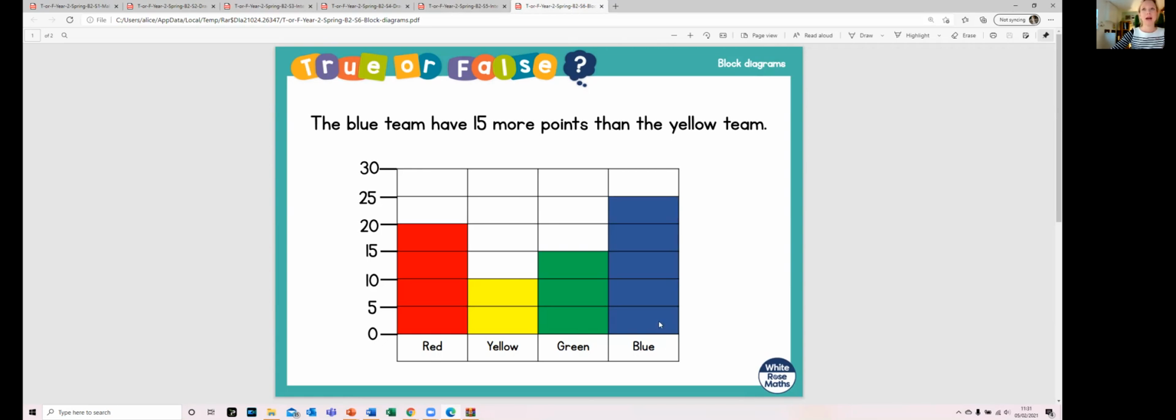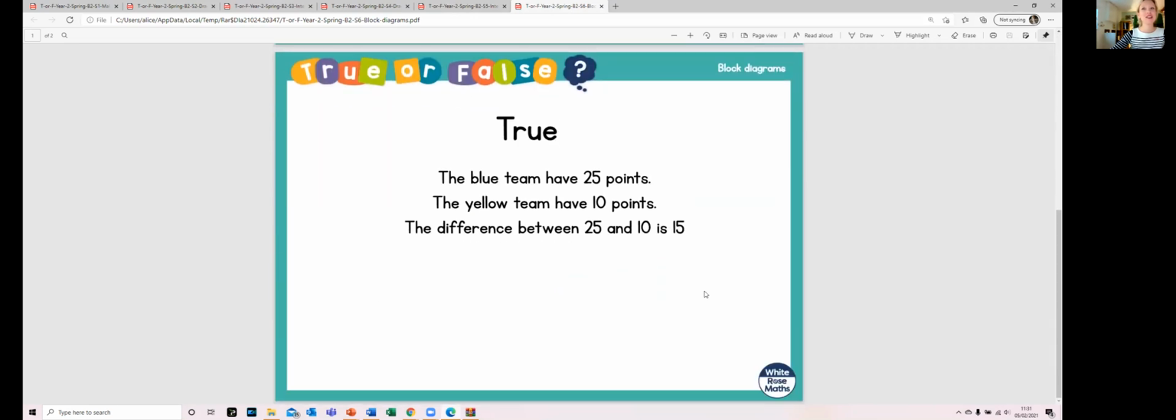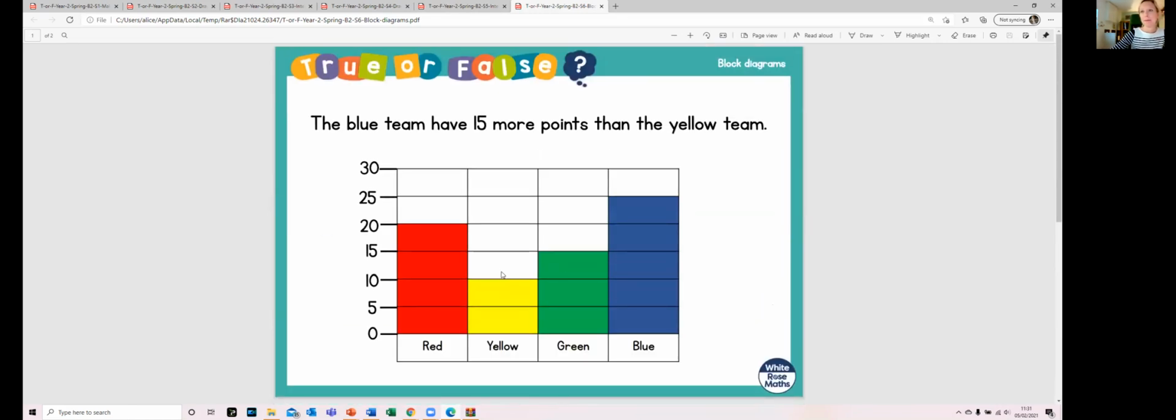Does the blue team have 15 more points than the yellow team? True or false? True! The blue team had 25 points. The yellow team had 10 points. The difference you then had to find between the two, once you'd worked out the totals, was between 25 and 10 is 15. So if you'd done 25 take away 10, you would have found the answer is 15.